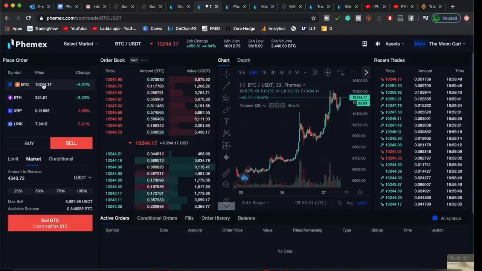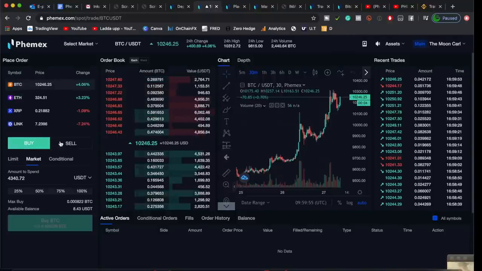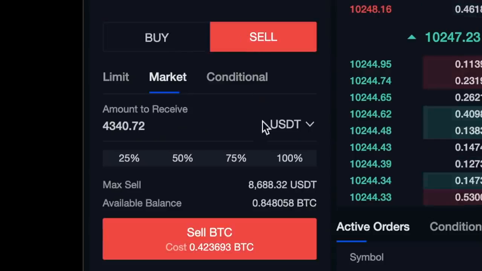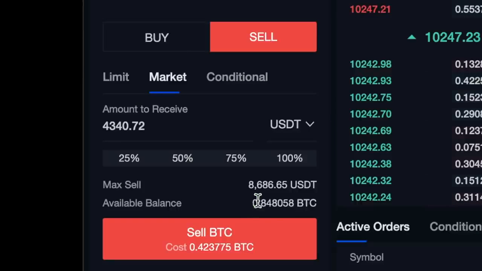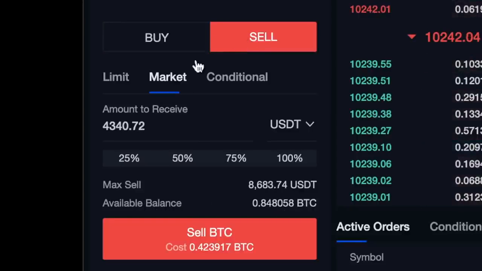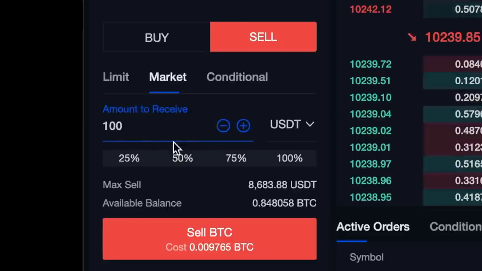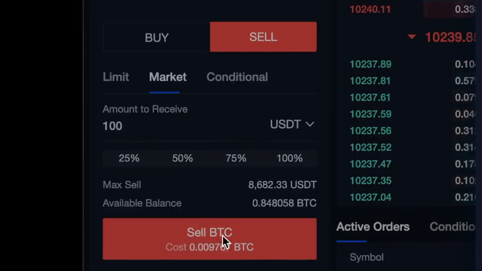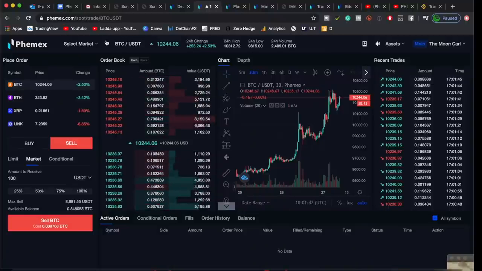And let's say we want to trade Bitcoin right now on spot. Well, you can buy and sell. To sell Bitcoin here, you need to make sure that you have available Bitcoin in your balance. And to buy Bitcoin, you need to make sure that you have available US dollar tether in your balance. Let's say I want to sell Bitcoin here. Let's say I want to sell $100 worth of Bitcoin. I can just click sell Bitcoin. And that's basically it. Remember, you need a premium account to do spot trading.